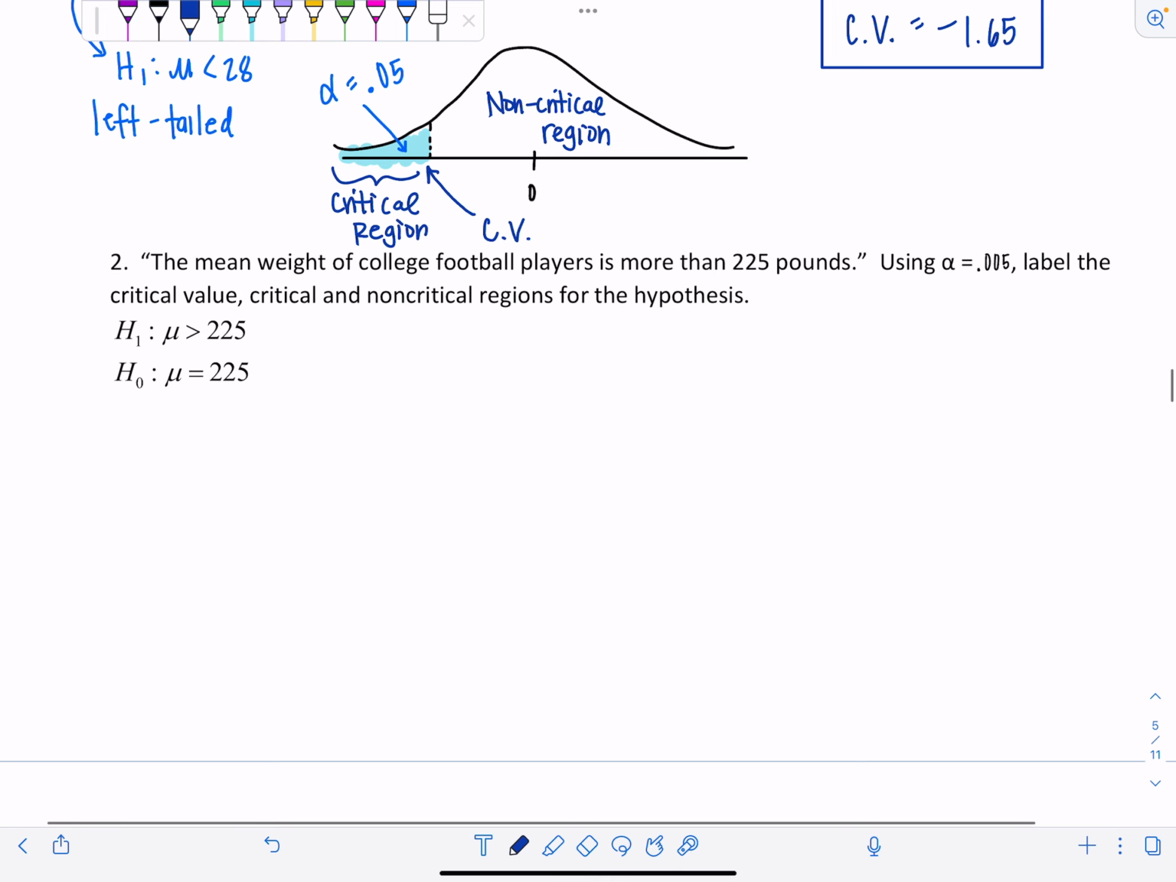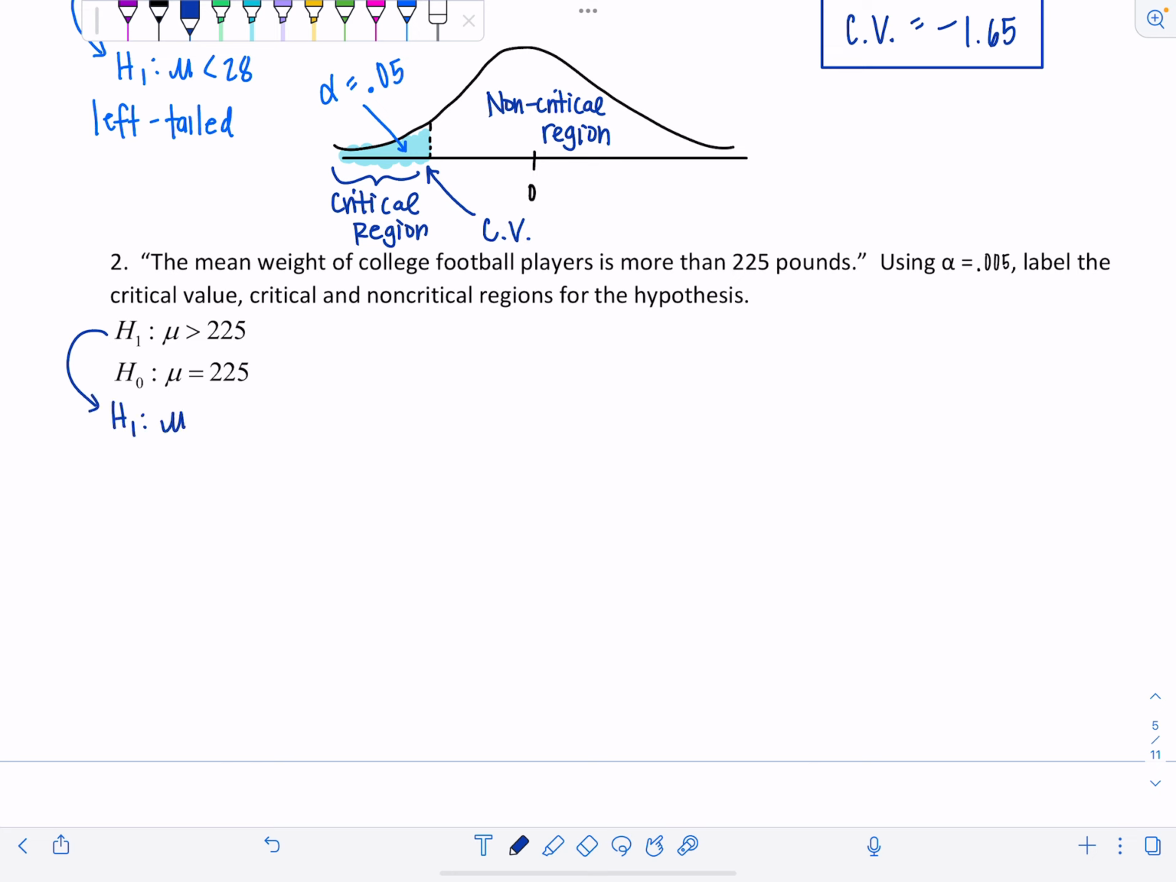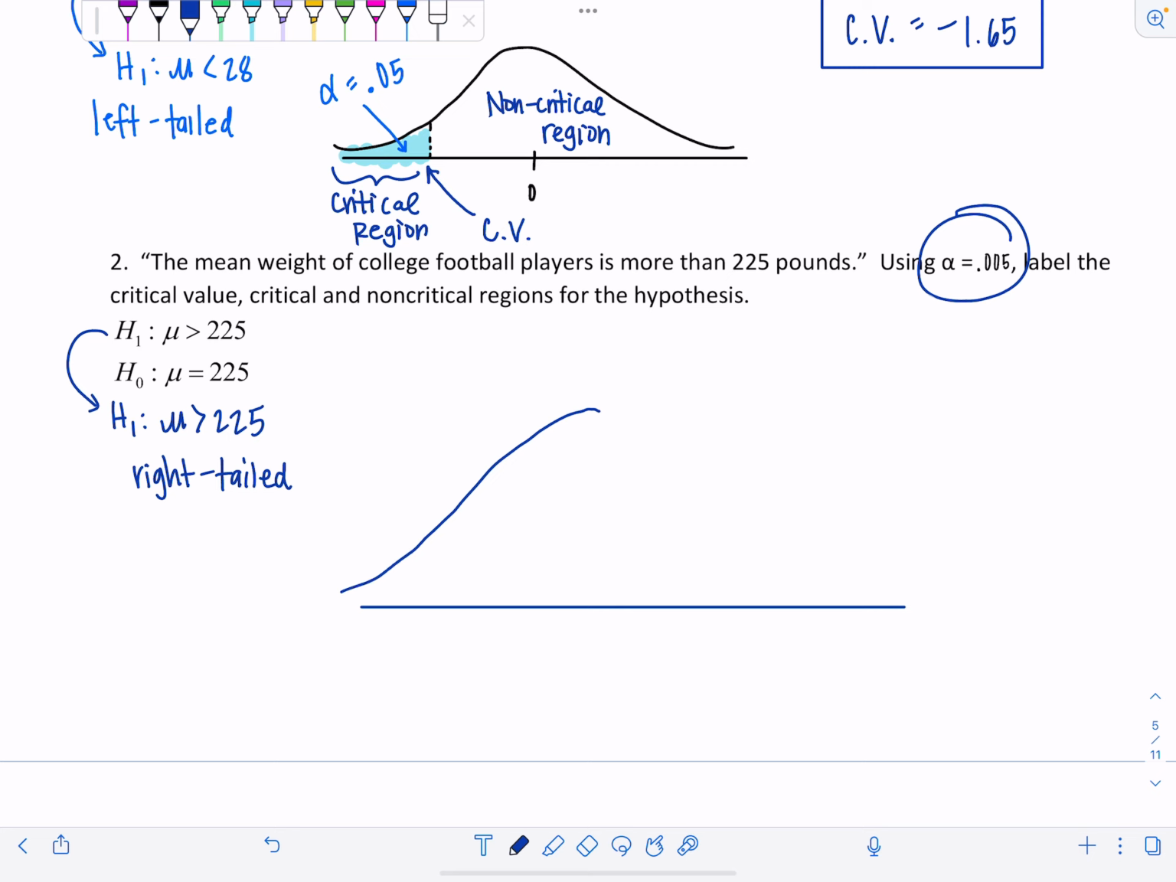So the null and alternative are already there. Let me move the alternative down here. Mu is greater than 225. In this case, since the alternative involves greater than, mu is greater than some number, this is a right-tailed test. So what does that tell me? That alpha, that 0.005, needs to be in the right tail. That's the proportion of area under the normal curve in the right tail.